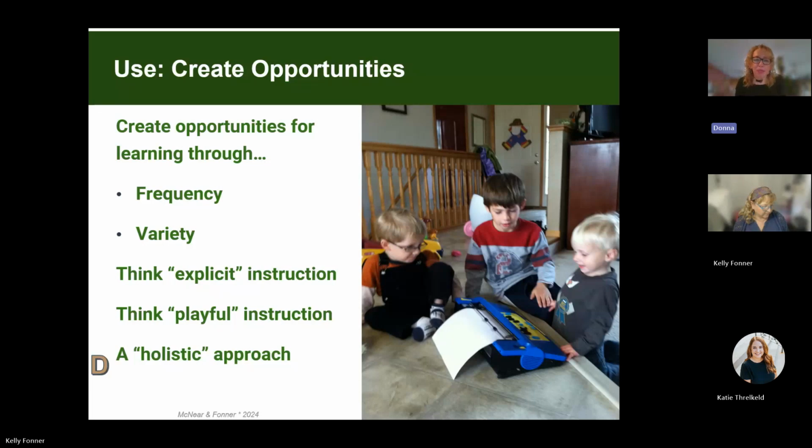Think about explicit instruction. I like to think about playful instruction and a holistic approach. So you just see in this photo all those things put together for this young boy who's going to be using Braille.